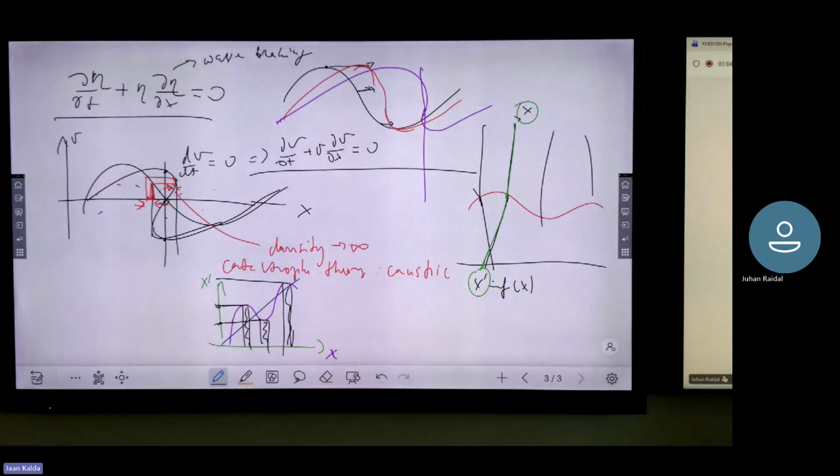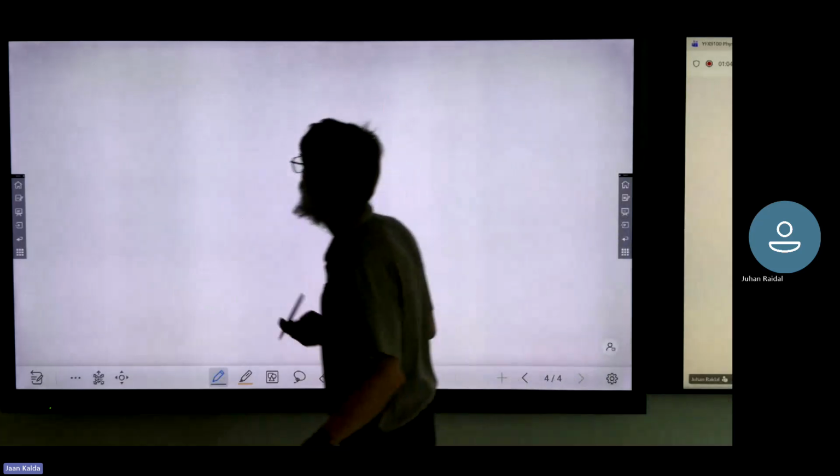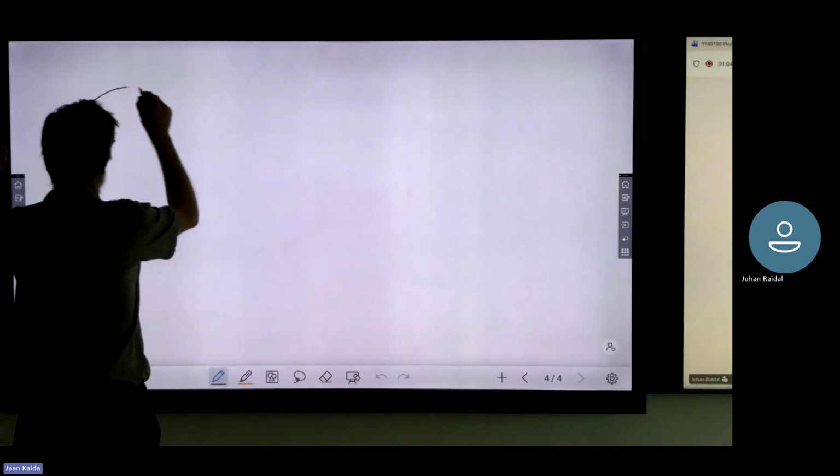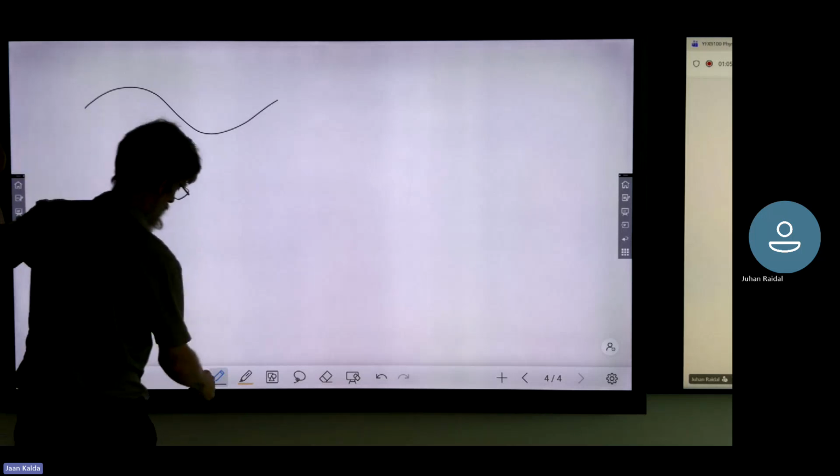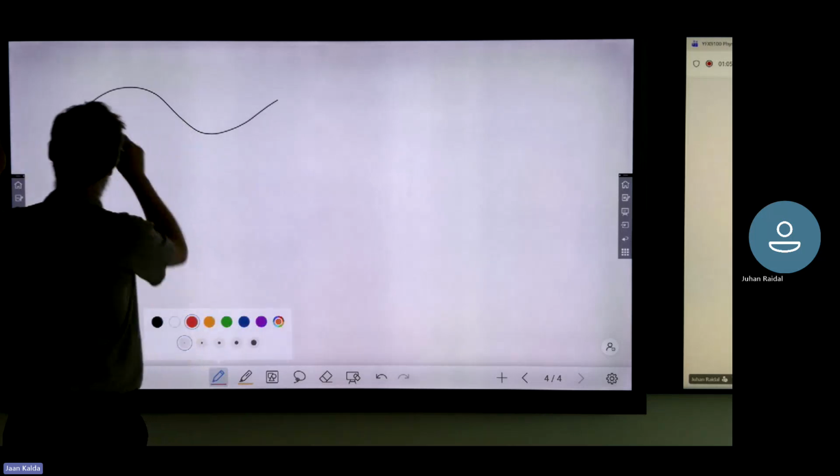But now going back to shallow water waves. So we have this equation over there, and then what might stop wave breaking? And the answer is exactly the dispersion that we have. Because if we have a wave profile like that, and then it evolves into something like that.